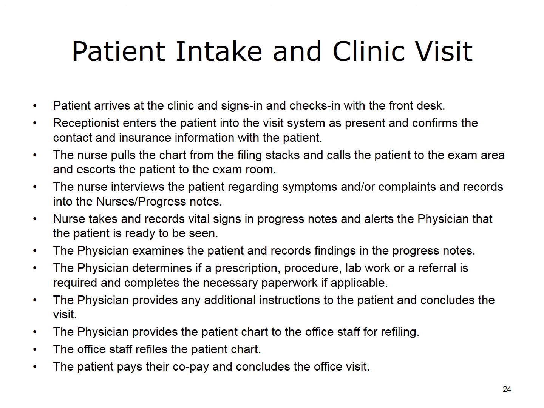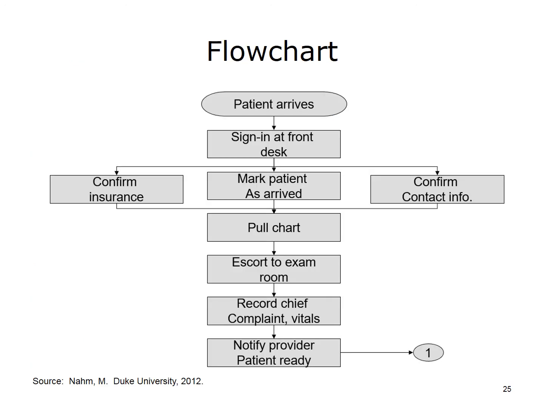Pause the slides now. Compare the flowchart you drew to the one on the next two slides. Remember that connector symbol denotes that this flowchart is continued on the next slide. The process steps depicted on this slide include: patient arrives at the clinic. Patient signs in, checks in with the front desk. The patient is marked as present. Their contact and insurance information are confirmed. The chart is pulled. The patient is escorted to the exam room.